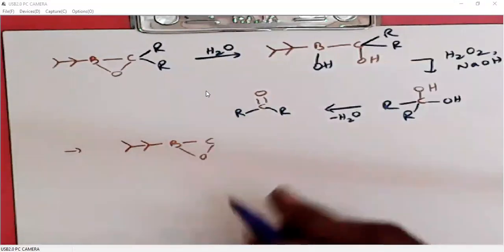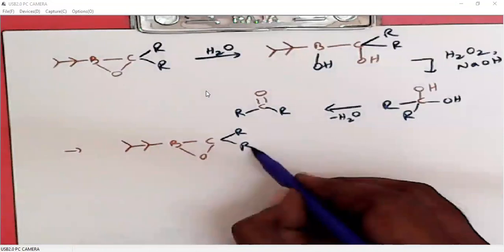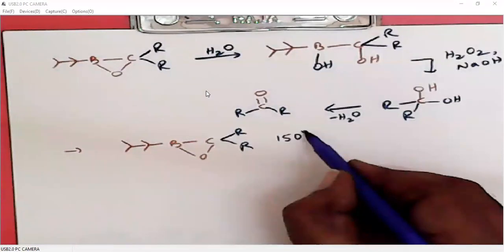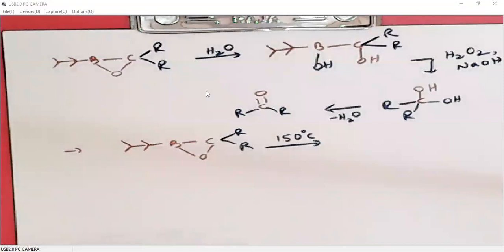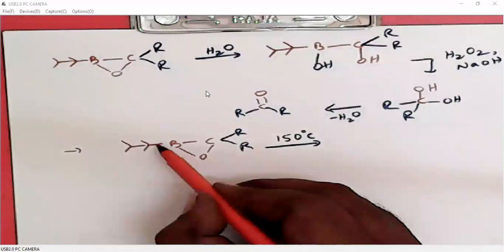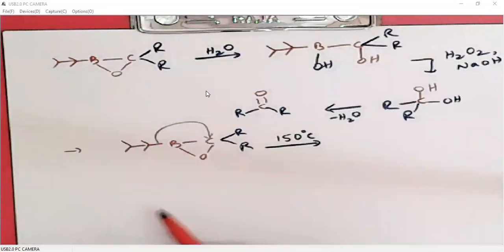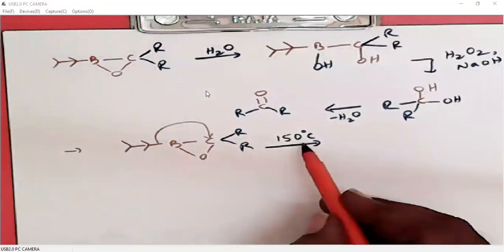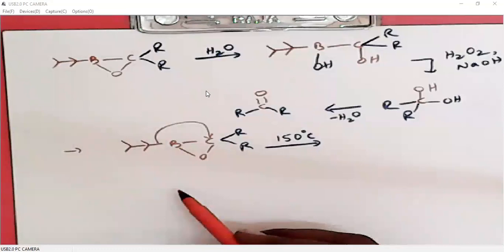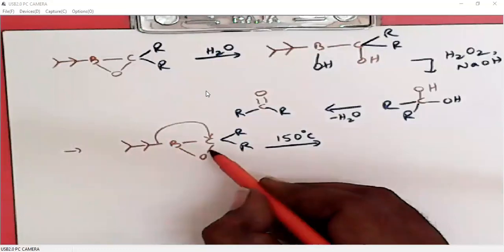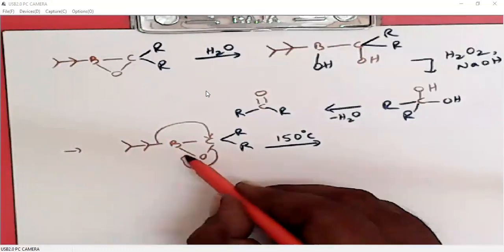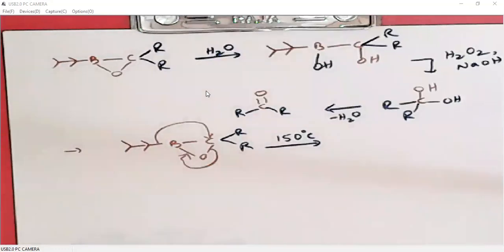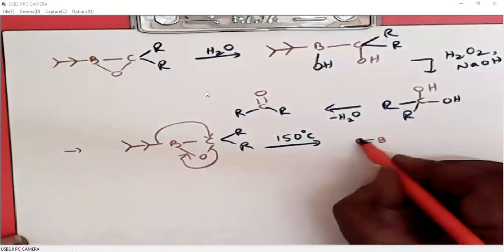When we apply high temperatures like 150 degrees centigrade, the mechanism will not stop here. The third alkyl group will also undergo migration from boron to carbon. At very high temperatures, the third alkyl group will also undergo migration. So we will break this carbon-oxygen bond and generate a boron-oxygen double bond. For simplicity, I'll just write R groups.